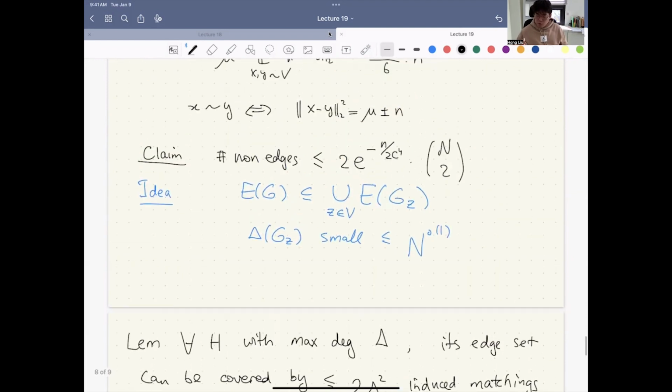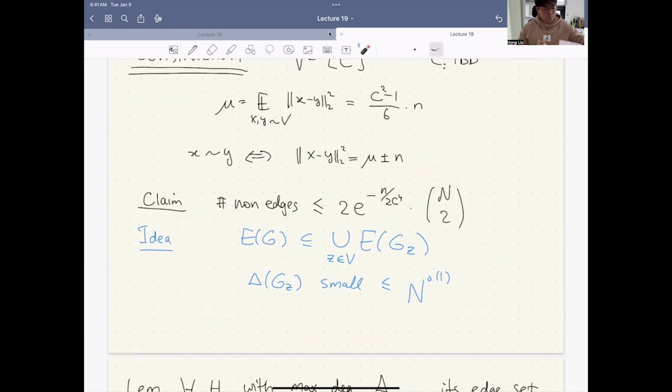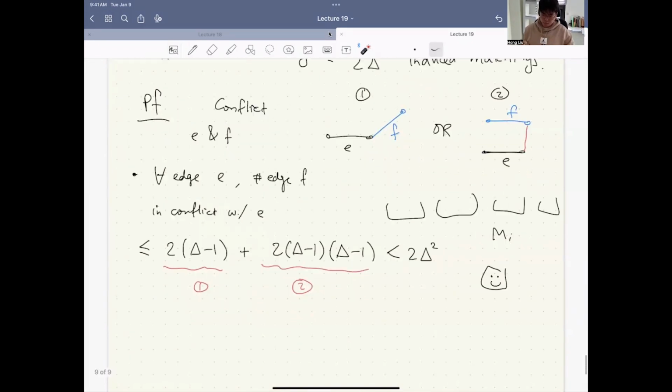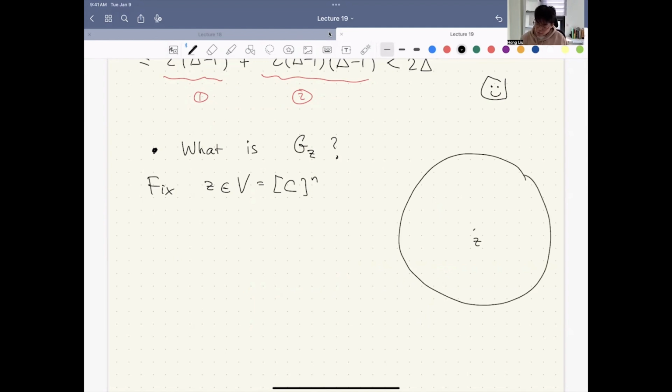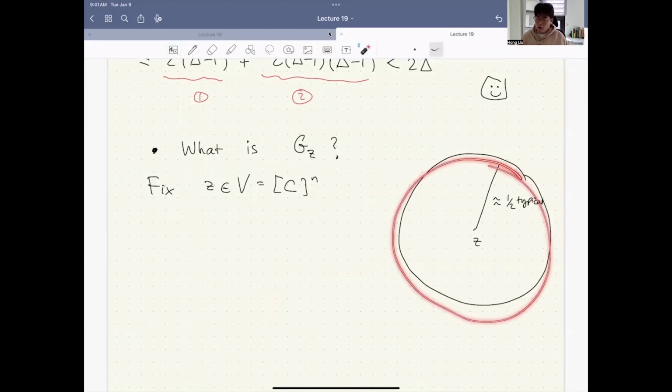Okay. So all we need to do is to prove this. Why is this true? Well, let me first describe what G_z is. Fix a vertex z in the vertex set, remember this vertex set is [C]^n. G_z is very simple. For a vertex z in the graph, you just draw a ball of radius roughly half of the typical distance, and you look at the induced graph on top of this ball around z. That's G_z.